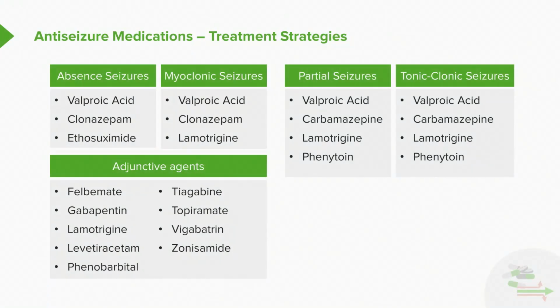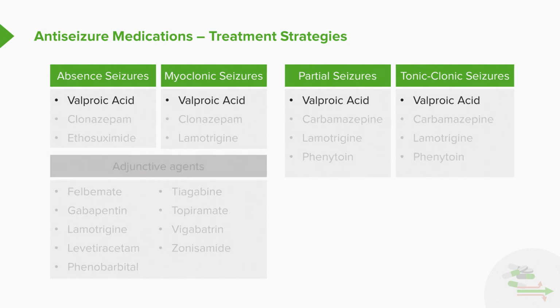So these are the lists of the different anti-seizure medications. Let's go through treatment strategies for each of the different types of seizure activity. You will also cover this lecture in your neurology course in more detail. Today, we're just going to focus on the pharmacology of these drugs. Let's start off with valproic acid.